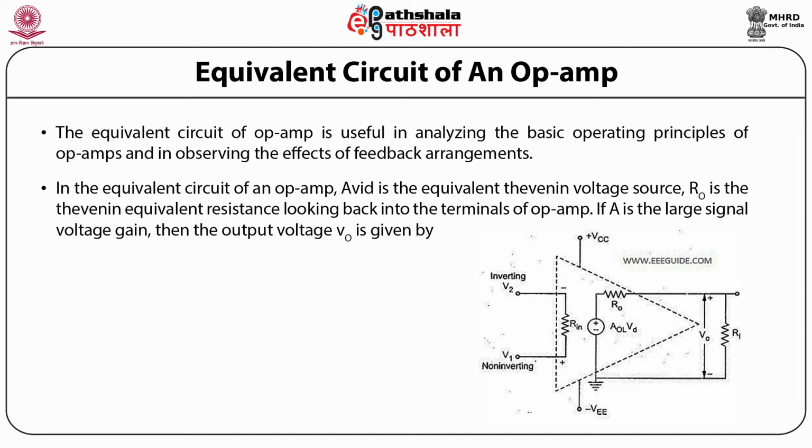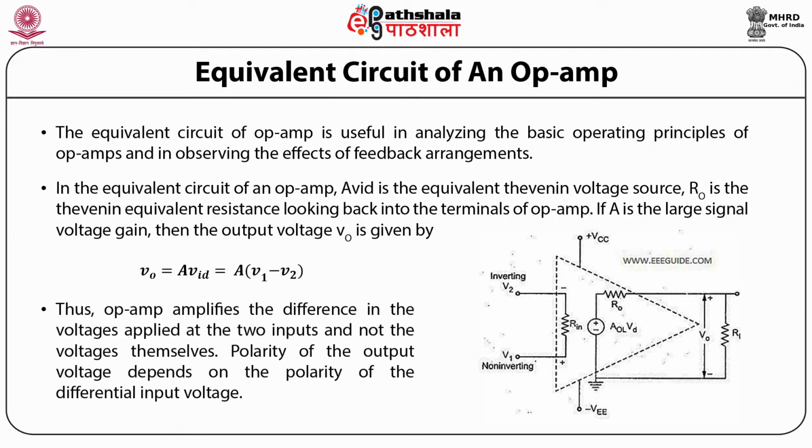If A is the large signal voltage gain, then the output voltage V0 is given by V0 equals A times VID, which equals A times (V1 minus V2). Thus, the op-amp actually amplifies the difference in the voltages applied at the two inputs and not the voltages themselves. The polarity of the output voltage depends on the polarity of the differential input voltage.